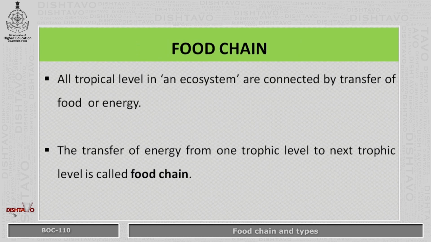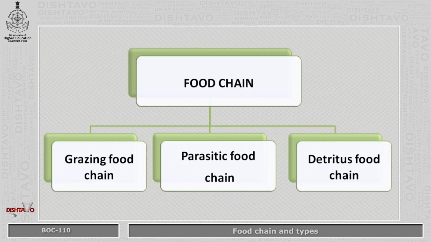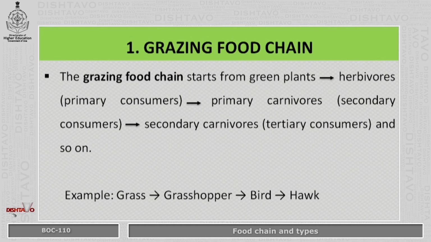Food chain. So what is food chain? Food chain refers to the transfer of energy from one trophic level to the next trophic level. Now all the trophic levels in an ecosystem are connected by this transfer of food and energy. We have 3 different types of food chain: grazing food chain, parasitic food chain and detritus food chain. Let us first discuss grazing food chain.